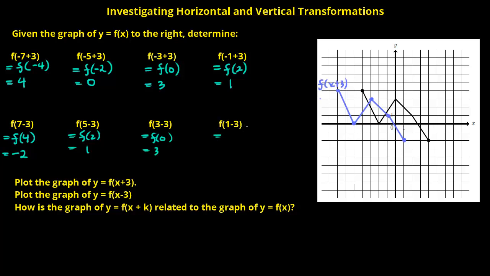And f of 1 minus 3, well, that's equal to f of minus 2, which is equal to... f of negative 2 is 0.